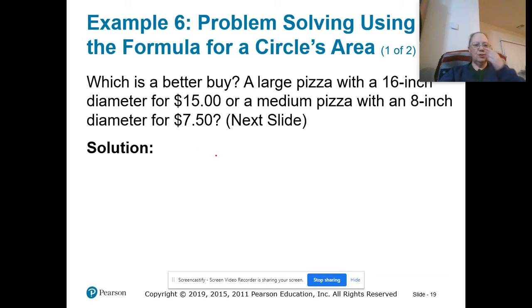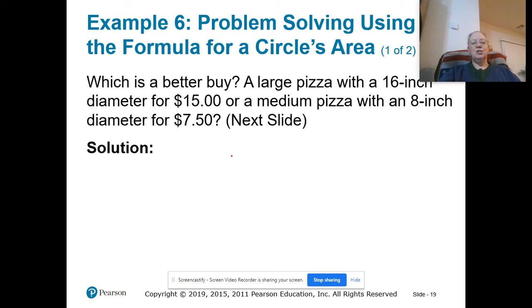Usually when we're talking about better buy, we're talking about something that you can get at the grocery store where it's priced per ounce or per pound. But in this case, we're talking about pizza, which is generally not priced per ounce or per pound. Pizza is generally priced like a small pizza or a medium pizza or a large pizza. And the way they determine small, medium, large pizzas, that's the diameter. When they say a 16-inch pizza, they're talking about the diameter is 16 inches.